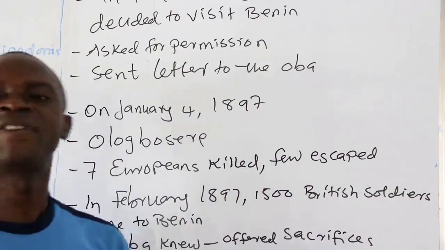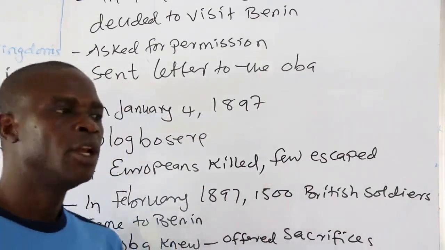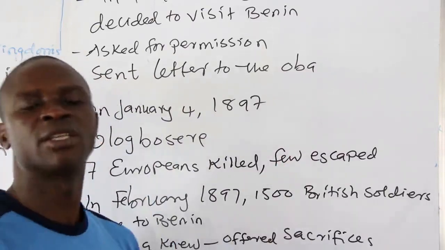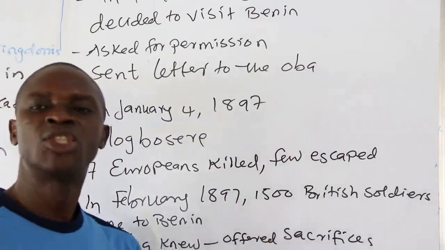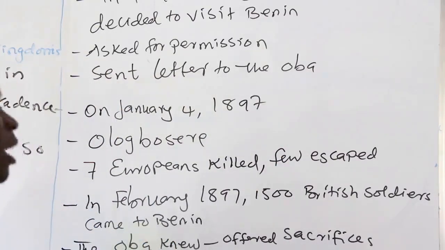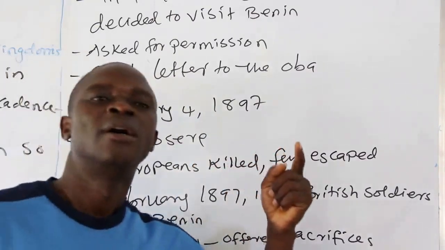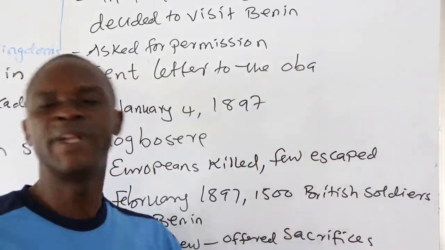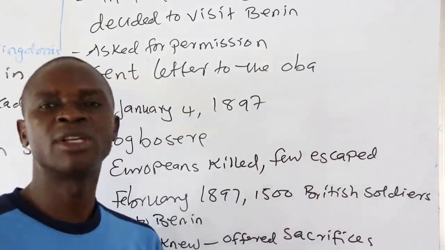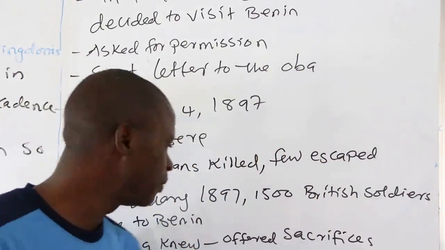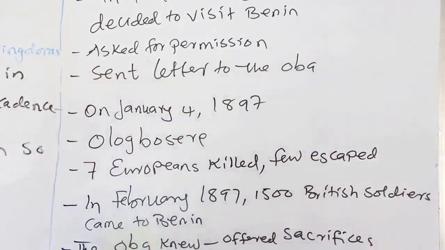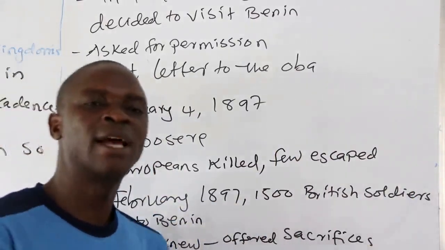So when he arrived at the gates of Benin, news got to the Oba that J.R. Phillips and his entourage were already at the gate. So he quickly sent his soldiers to inform J.R. Phillips to go back because the king was not ready to welcome him. Now the head of the soldiers was called Olobosere. So he led the soldiers and they met J.R.